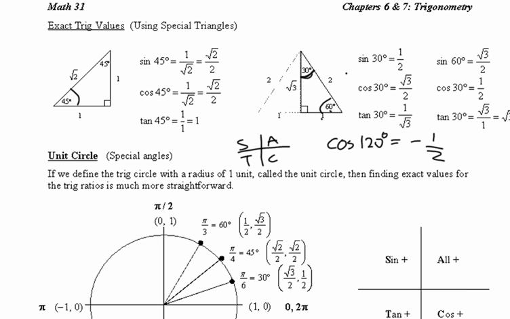Why is there 2 cos? Oh, this is supposed to be 60 here.